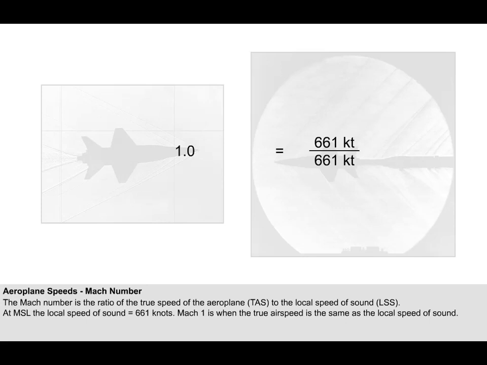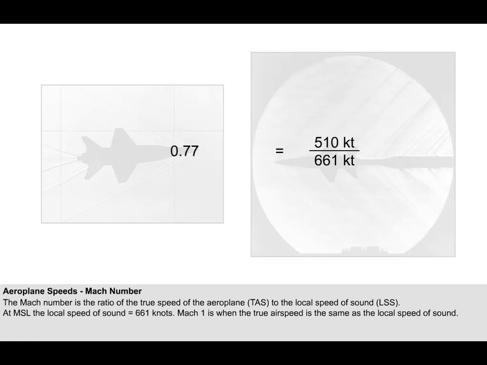Airplanes flying between about 0.8 Mach and 1.2 Mach are said to be in transonic flight. However, the term supersonic is more commonly known. Supersonic flight describes flight speed above Mach 1.2. The speed of sound varies with temperature.